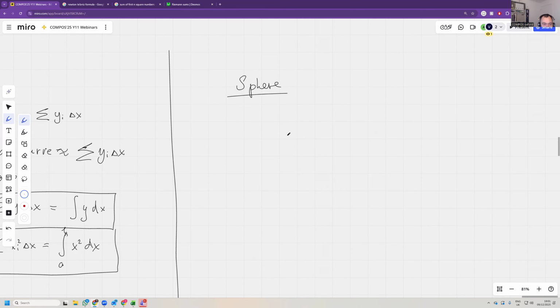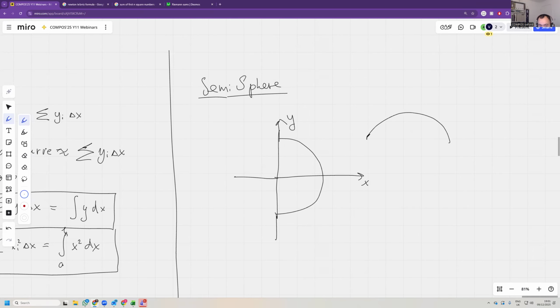Sphere. And let's take a half sphere, semisphere. This is x, this is y. So a semisphere looks like this, of course. So this is a semisphere.